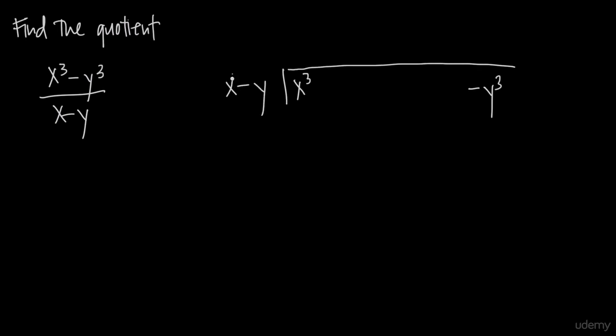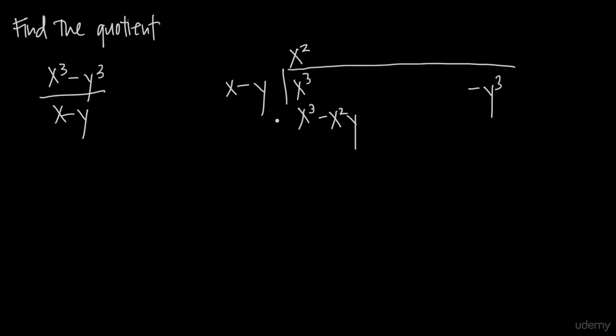So we have to figure out what we have to multiply by x to get x cubed, or how many times does x go into x cubed? Well, that's going to be x squared, because x times x squared gives us x cubed. So we have x squared. Now we're going to take x squared and multiply through by the entire divisor. So x squared times x is going to give us x cubed. And then x squared times a negative y is going to be a negative x squared y.